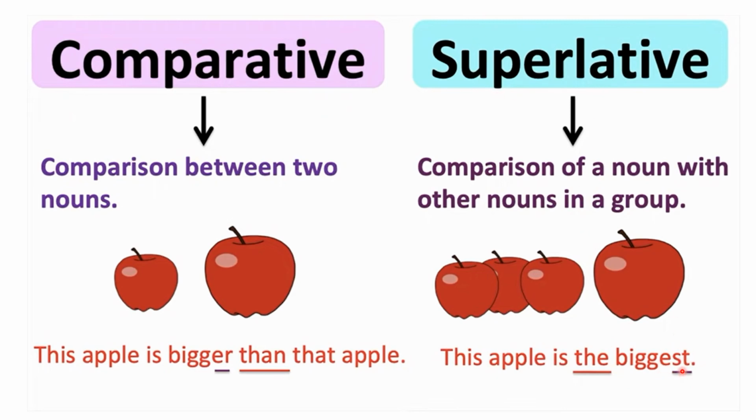We put est. For comparative, we use bigger. We add er and then followed with the word than. But for superlative, we use the and then we add est, the biggest. Do you understand? I hope you can understand the difference between comparative adjective and superlative adjective. The one thing that you have to remember, comparative is bigger than. Superlative, the biggest.